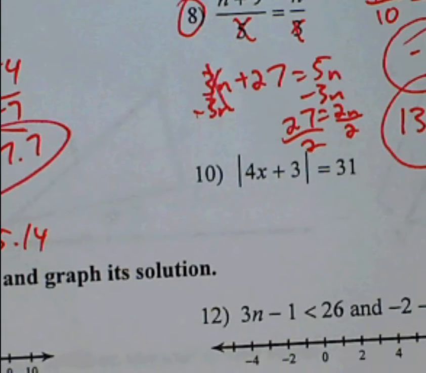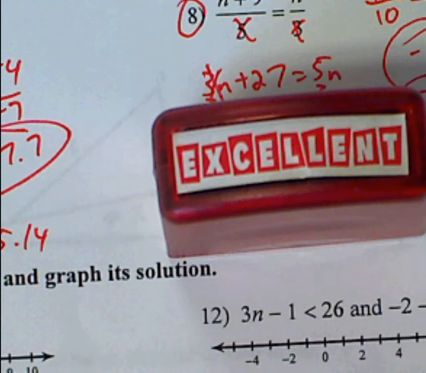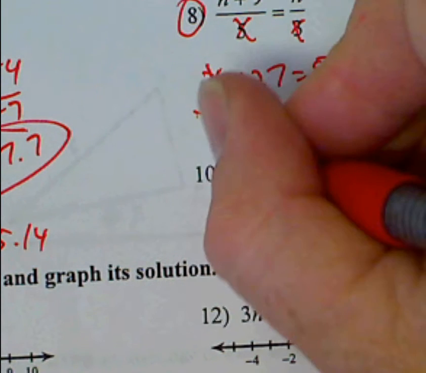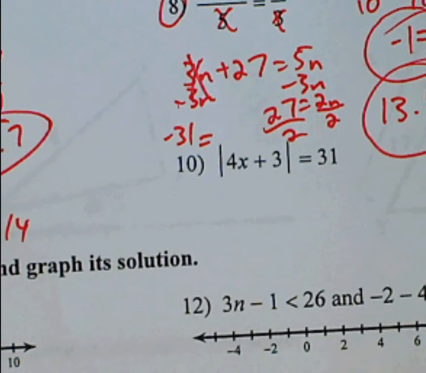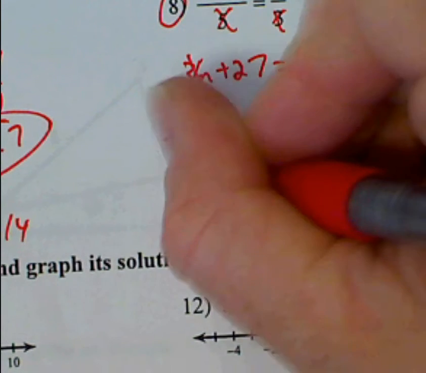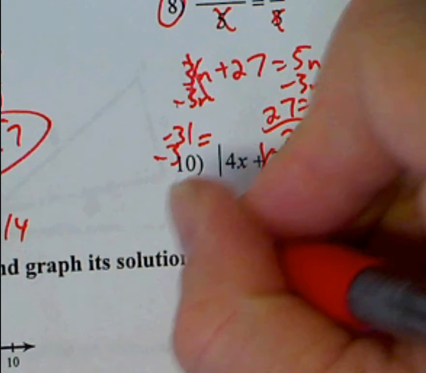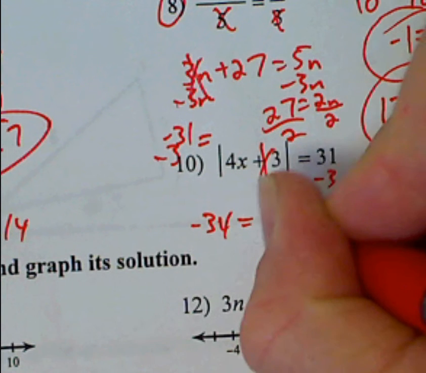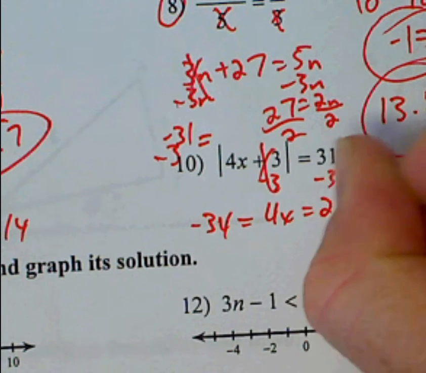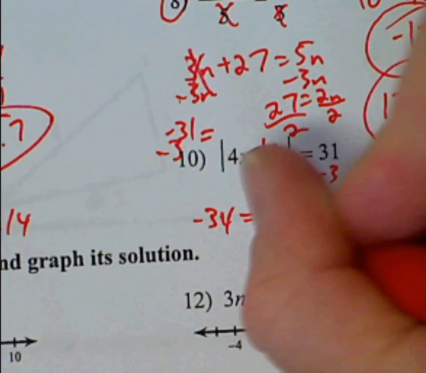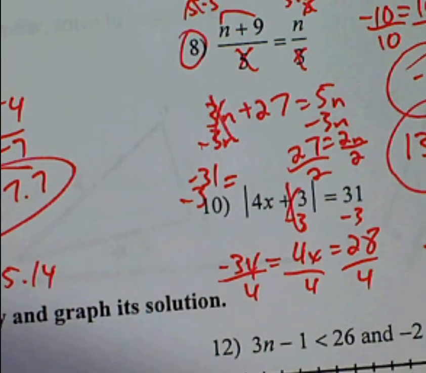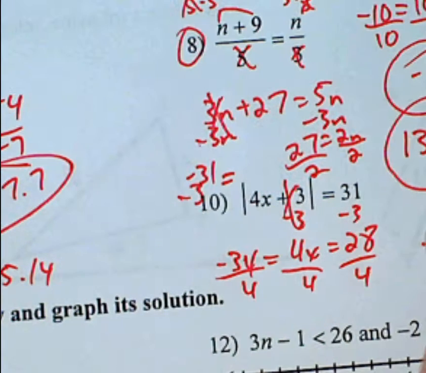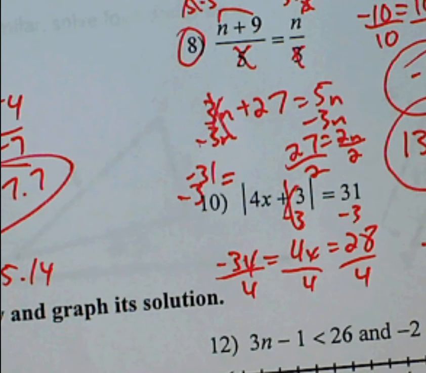Number 10, pause the video and try. On number 10, I got to put negative 31 on both sides because it's an absolute value. I'm going to subtract 3 from everything. That would give me negative 34 equals 4x equals 28. Divide everything by 4, and I get negative, so 34 divided by 4 gives me 8.5. Negative 8.5 equals x equals 7.